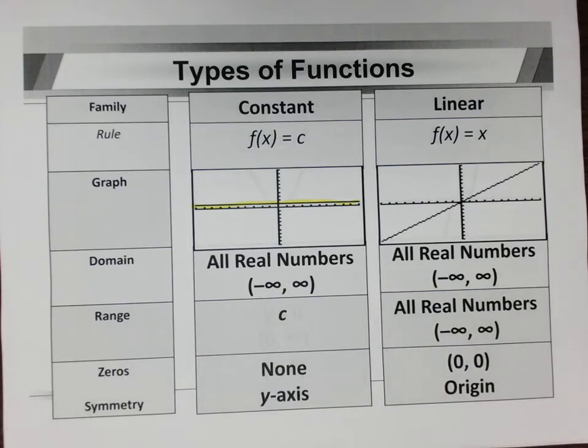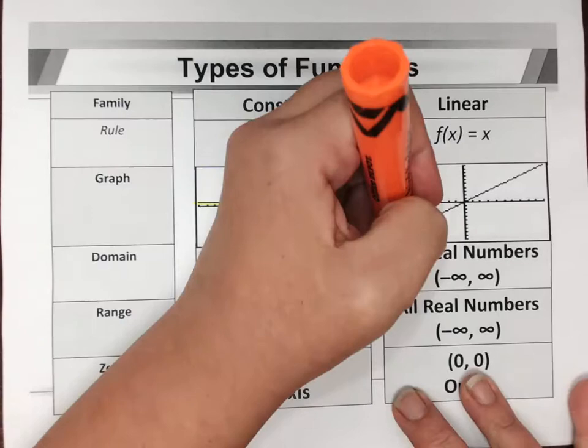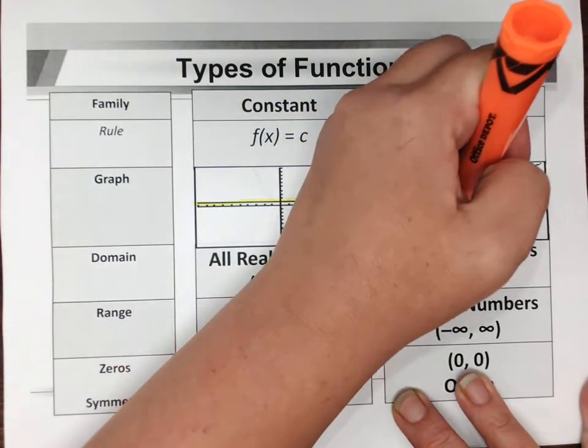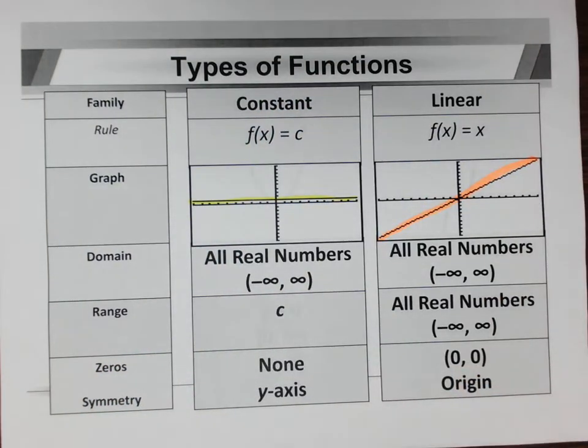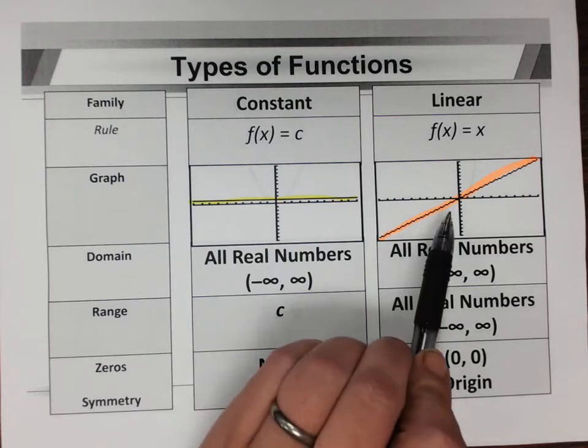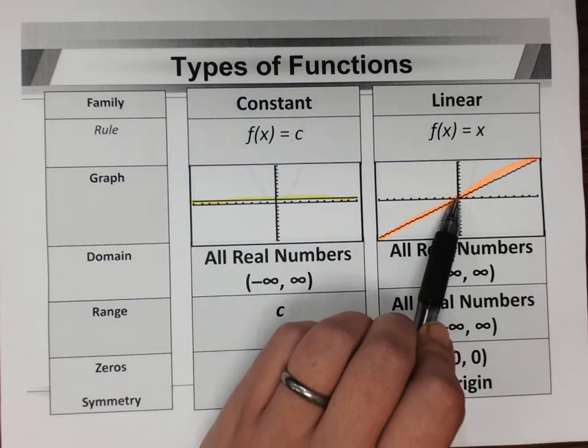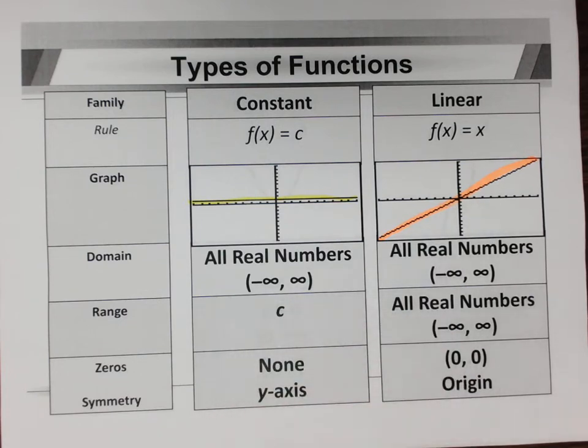The second parent function we're going to look at is what we call a linear function, right? We've seen these before. This is a line. The simple parent function of all linear functions is f of x equals x. All real numbers are its domain. It has the range of all real numbers. It does have a 0. It goes through the point 0, 0. That's where it crosses the x-axis.